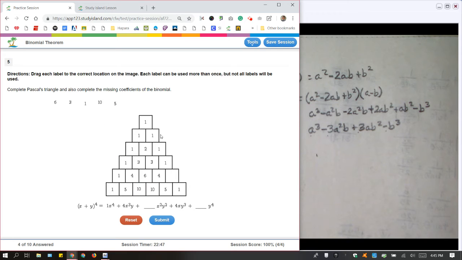We also need this over here. All the way down the sides are just ones. You have to imagine it's like 1 plus nothing since there's no number right here. 1 plus 0 is 1. So it just keeps being ones all the way down.